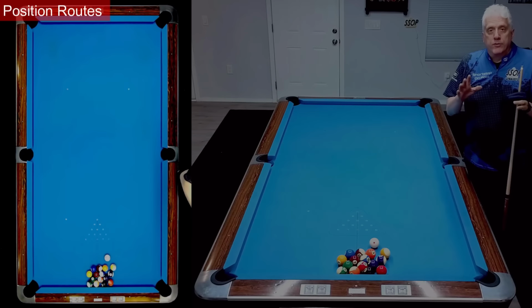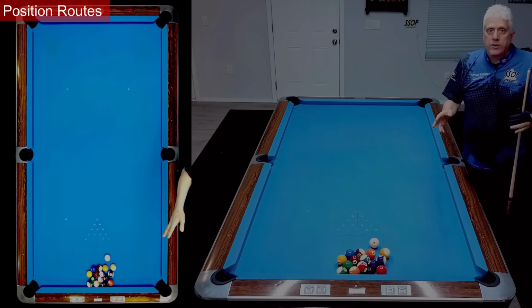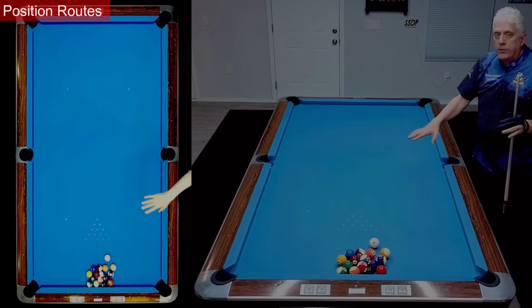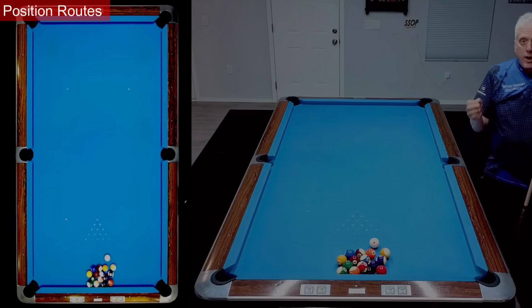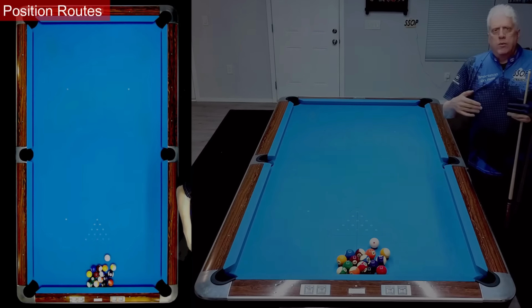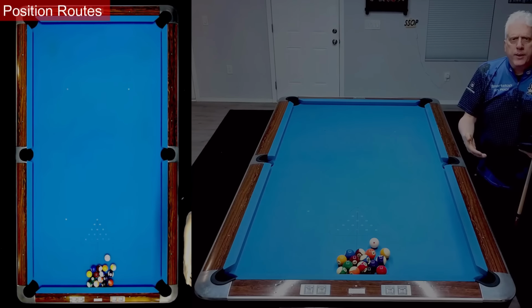And finally, positional routes. By routes, I mean how the cue ball moves around the table from shot to shot. Congratulations if you made it this far. Remember, oriented more towards beginners.